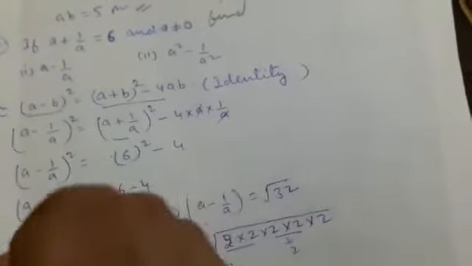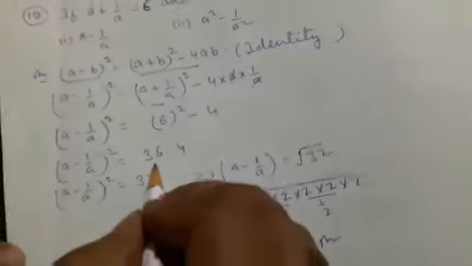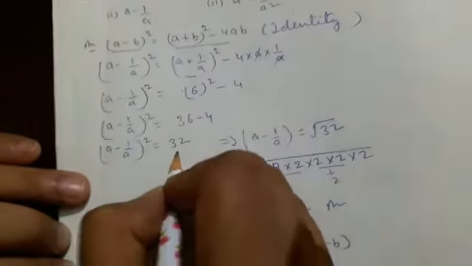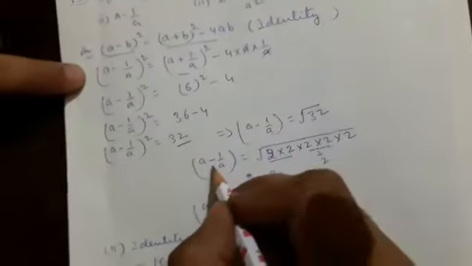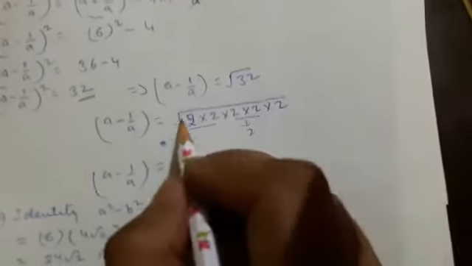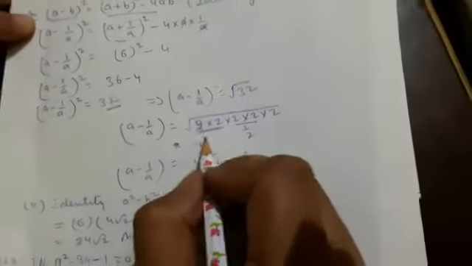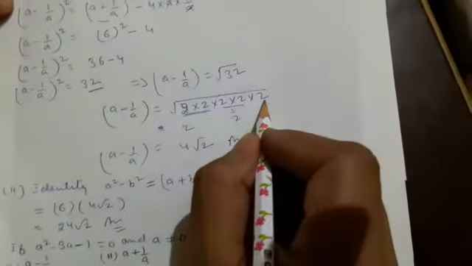So (a minus 1 by a) whole square is equal to 36 minus 4, which is 32. So a minus 1 by a is equal to root over 32. We'll do prime factorization: 2, 4, 8, 16, 32. Now we'll make pairs for removing this root; 2, 2 and this 2 will remain unpaired. So a minus 1 by a is equal to 4 root 2. This will be our answer.